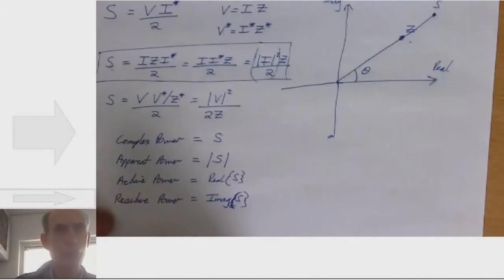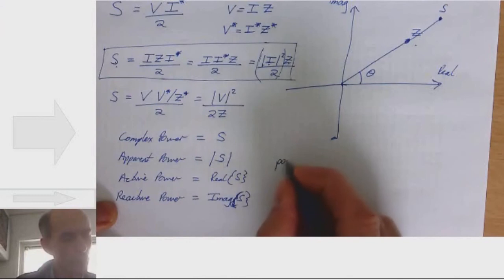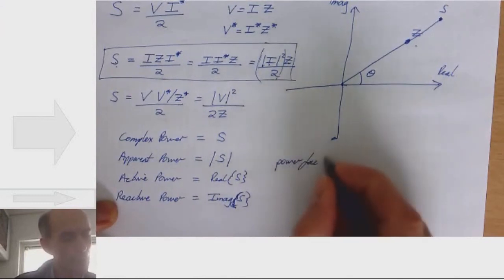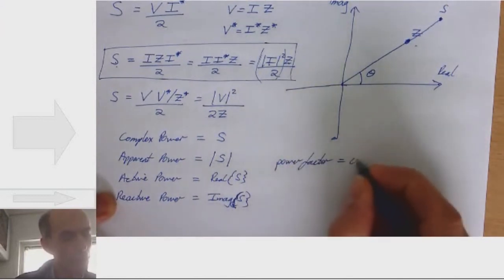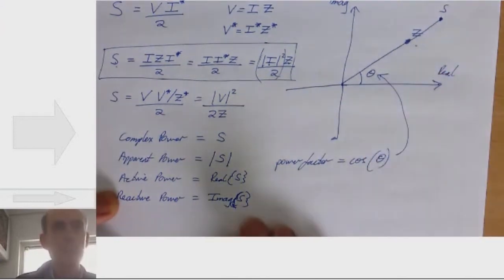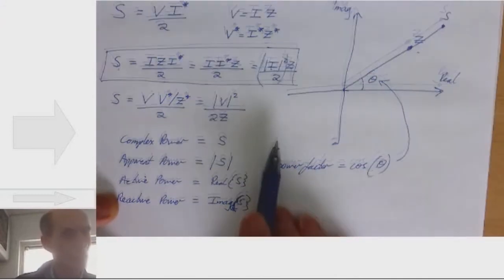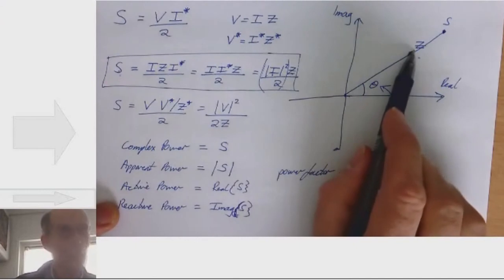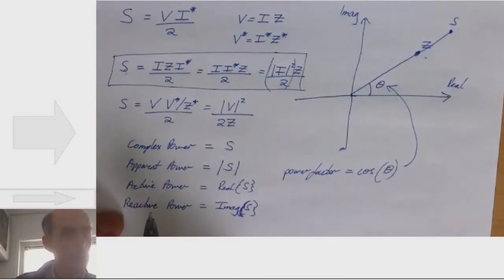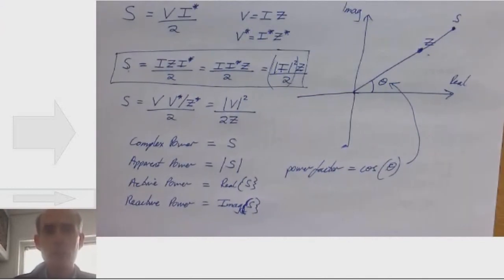That's useful to know when you're working out the last thing that you might be asked for, which is the power factor. Because the power factor is the cosine of that angle. It's the phase angle of the complex power, but it's equal to the phase angle of the complex impedance. Right, I think that's all the theory that you need to know to be able to do the problems. So, next video, we'll have a look at some problems.